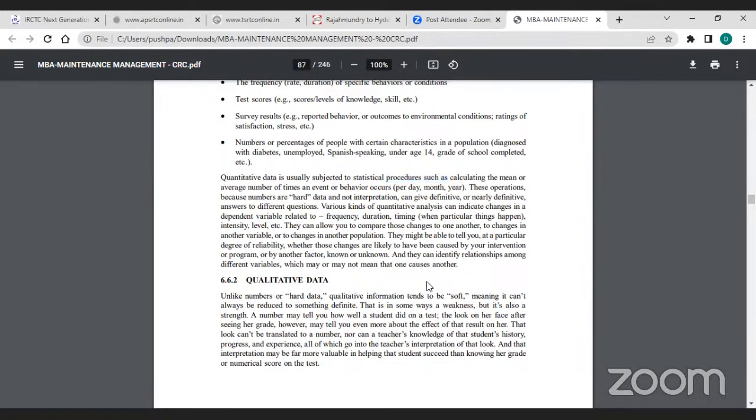Then we have qualitative data. So qualitative data is, they are not numbers, they are just the opinions or the interpretation. Right. So here, unlike numbers, which are hard data, qualitative information tends to be soft, meaning it cannot always be reduced to something definite.